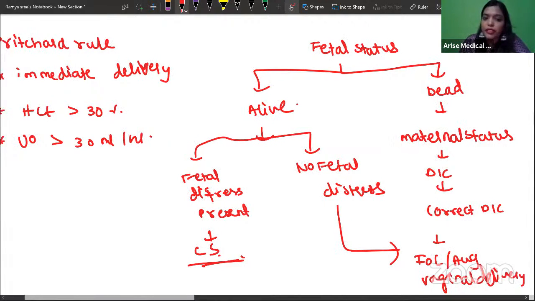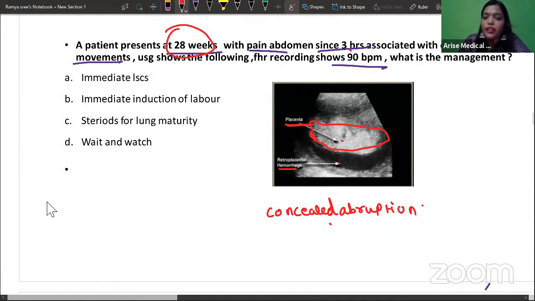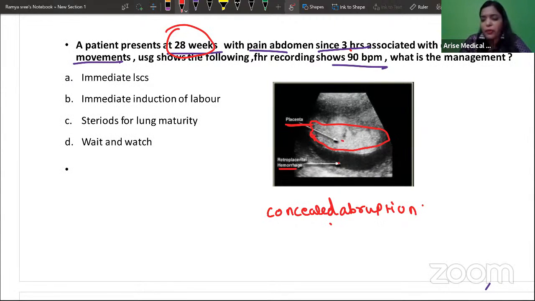You got a very similar question in FMGE 2020. I didn't want to give exact similar, but I wanted to teach you that concept here. So is the baby having distress? Absolutely, the baby is having distress, 90 beats per minute. Now, if I wait for steroids, baby can die. So what is the best thing I'll do? Immediate LSCS. Very good. You're correct. A is the answer.